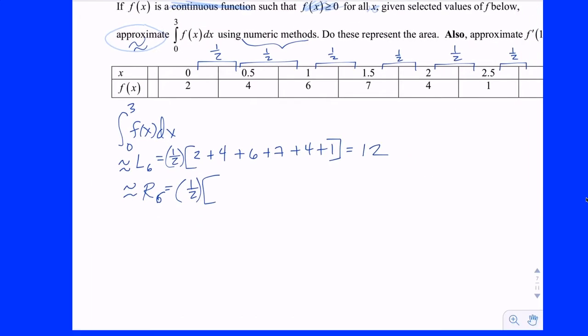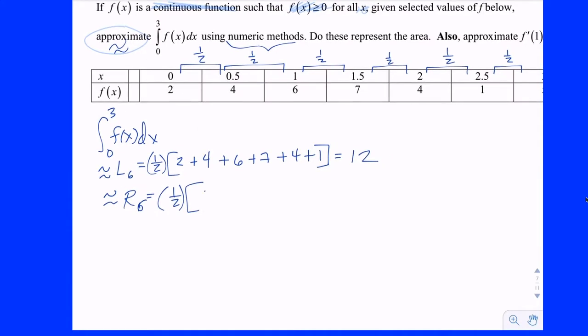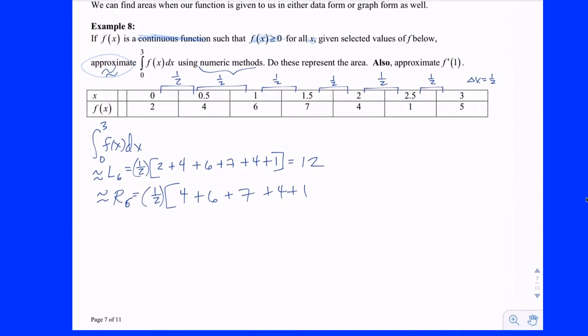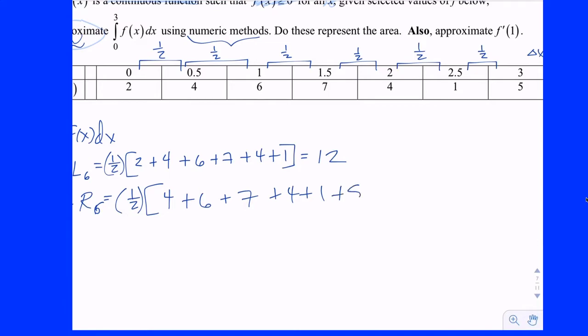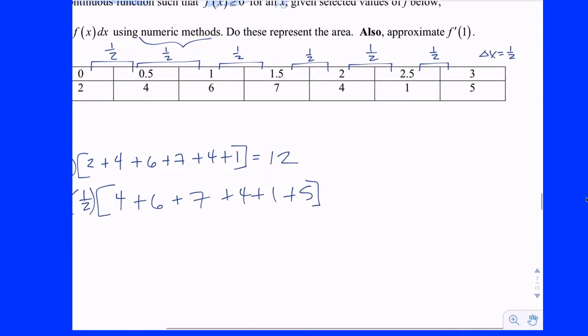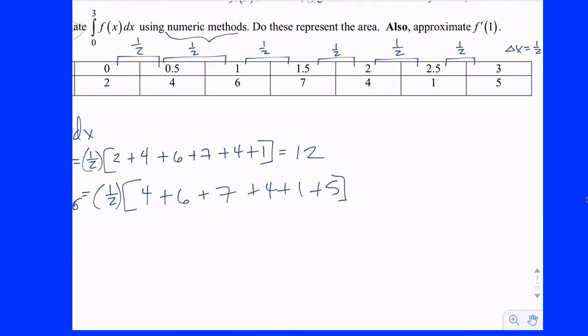We would right justify the first interval. If you want to keep starting on the left, the first interval from 0 to 0.5 would use the y value now at 0.5, which is 4. So you're skipping the first one and starting with 4. So 4 plus 6 plus 7 plus 4 plus 1. And now you're using the last one, plus 5. So it's right justified. If your delta x is uniform, some people prefer just to start at the right and add up the last 6, which still makes you skip the first one.